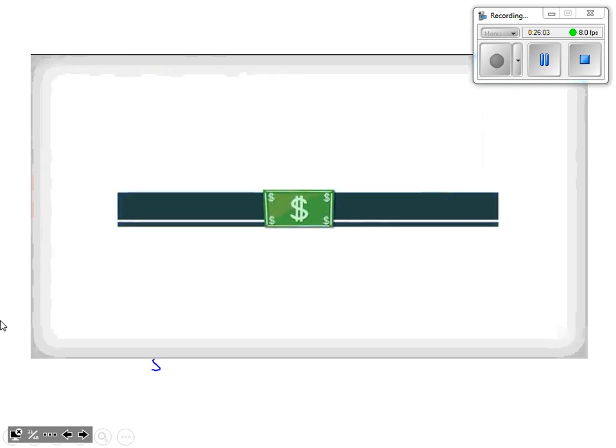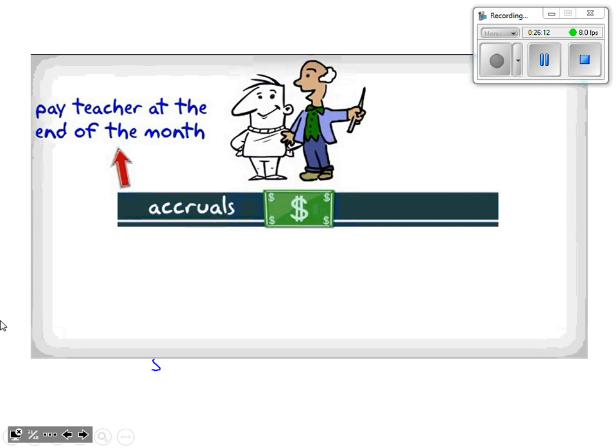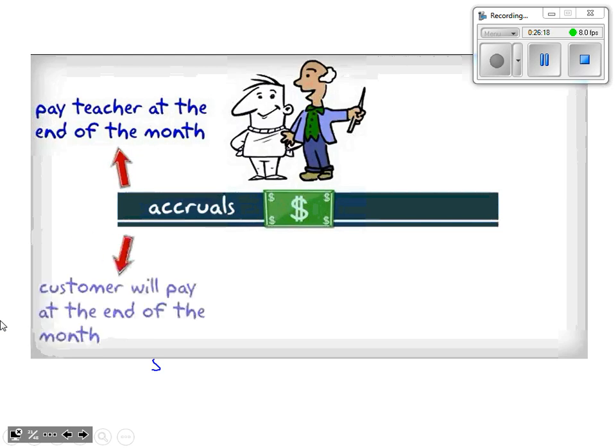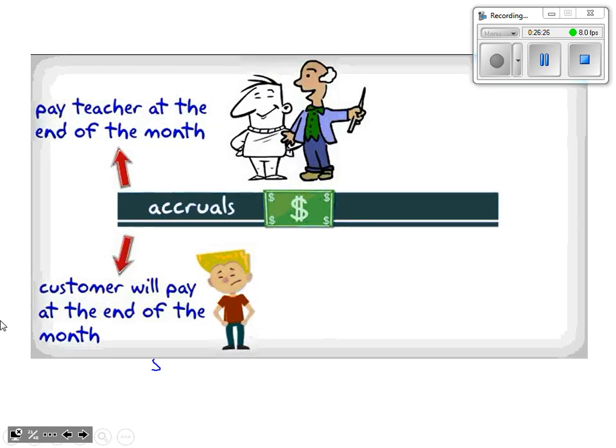Let's revise again. Imagine this is some kind of a timeline. Remember the example we have just discussed. We agreed with the teacher to pay monthly, which means we are accruing or piling up wages expense. This is expense. We also agreed that the boy pays monthly. This means that we are accruing or earning each day during that month.